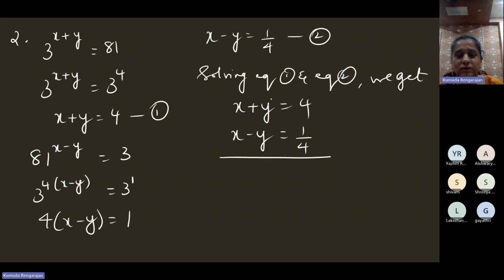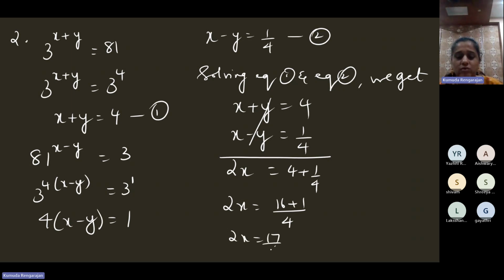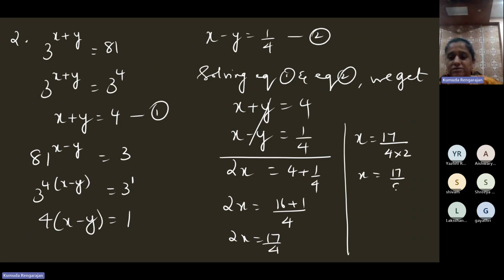So that way plus y minus y gets cancelled. x and x is 2x is equal to 4 plus 1 by 4. So 2x is equal to, on taking the LCM, you get 16 plus 1. So 2x is equal to 17 by 4. x is equal to 17 by 4 into 2. x is equal to 17 by 8. Now you'll have to substitute this value of x in one of the two equations and find the value of y.